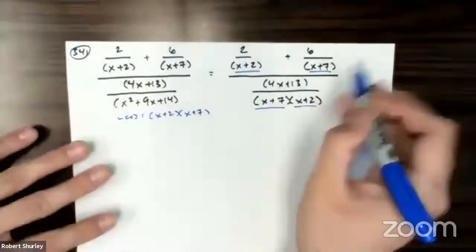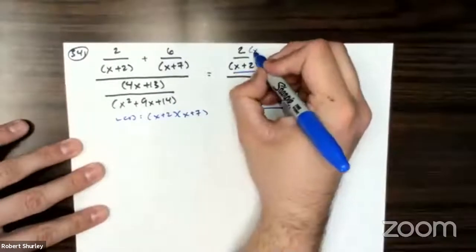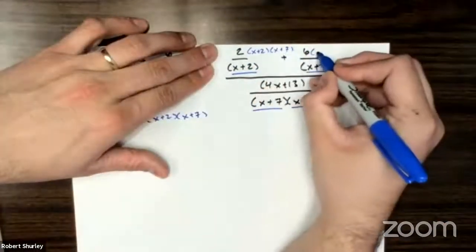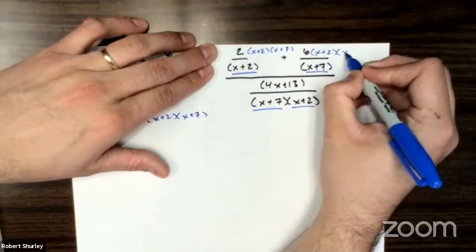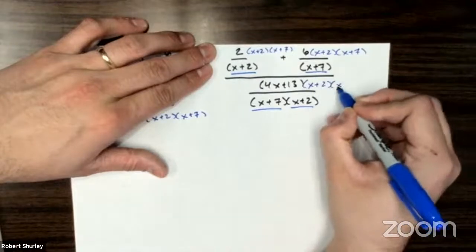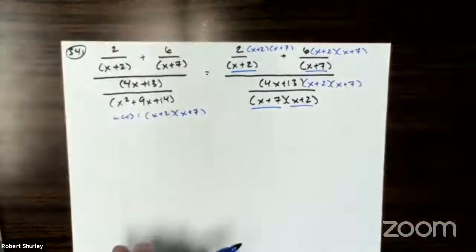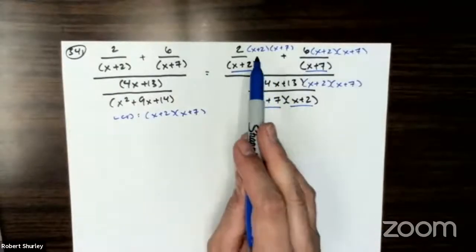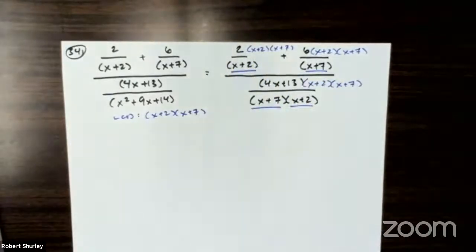So I'm going to multiply that to all 3 numerators. X plus 2, x plus 7, x plus 2, x plus 7, x plus 2, x plus 7. Okay? And now instead of rewriting it, I'm going to cancel at this point. Now that we multiply these through, I'm going to cancel.